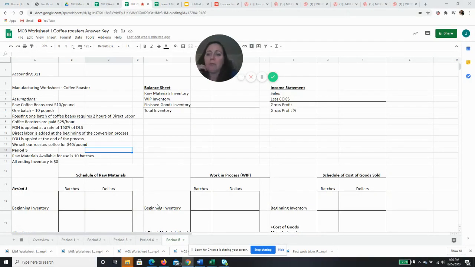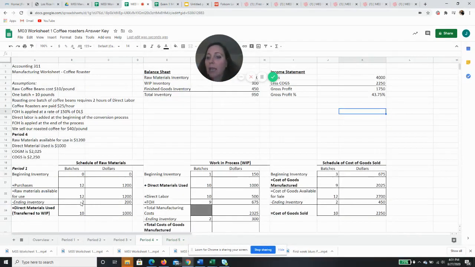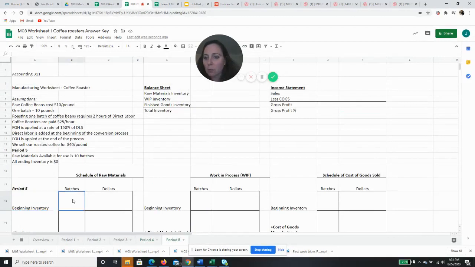All right, so the first thing we're going to do is change this so it says period 5. There we go. Next thing we're going to do is transfer over our beginning balances. Remember, period 5's beginning balances are period 4's ending balances. So let's go see. In raw materials, we had 2 batches for $200. So let's just put that in there, 200.